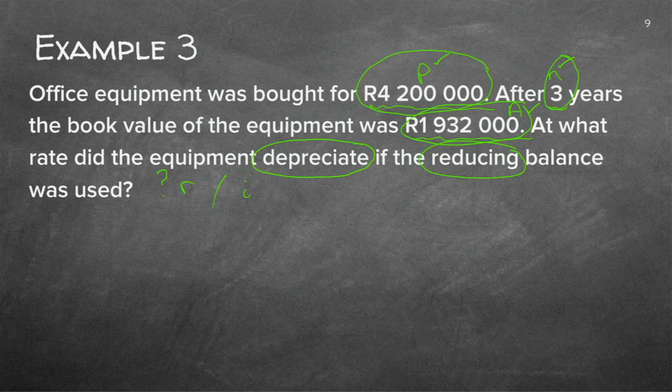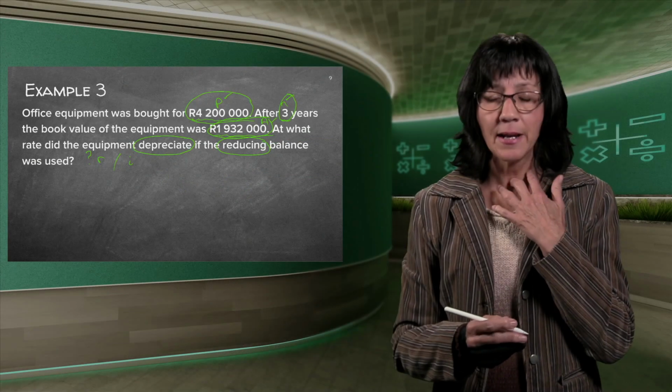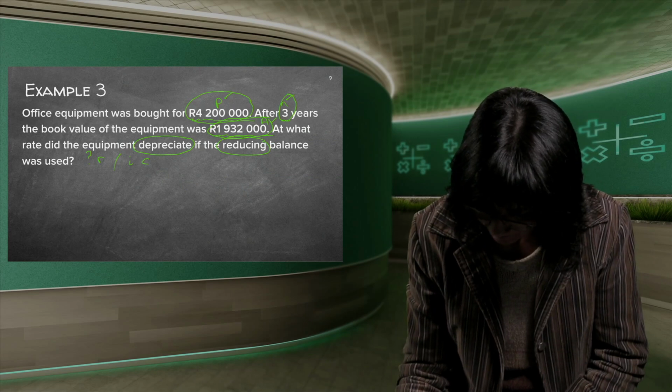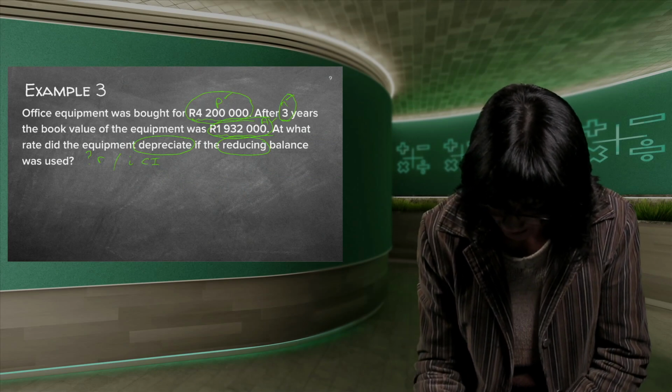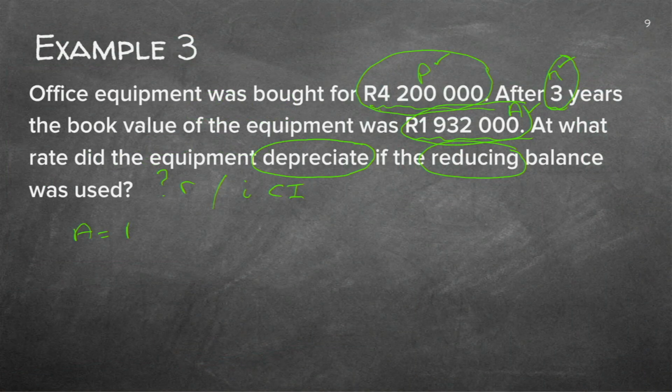Normally you write it down. You say P is equal to this, N is equal to that, A is equal to that, and you make sure you've got 3 things, and then you do your question. Because it's reducing balance, I can actually write here, compound interest. So now if I write down my formula, P 1 minus I to the power of N, minus because it's depreciation, to the power of N because it's reducing balance method, compound, and I start filling in.